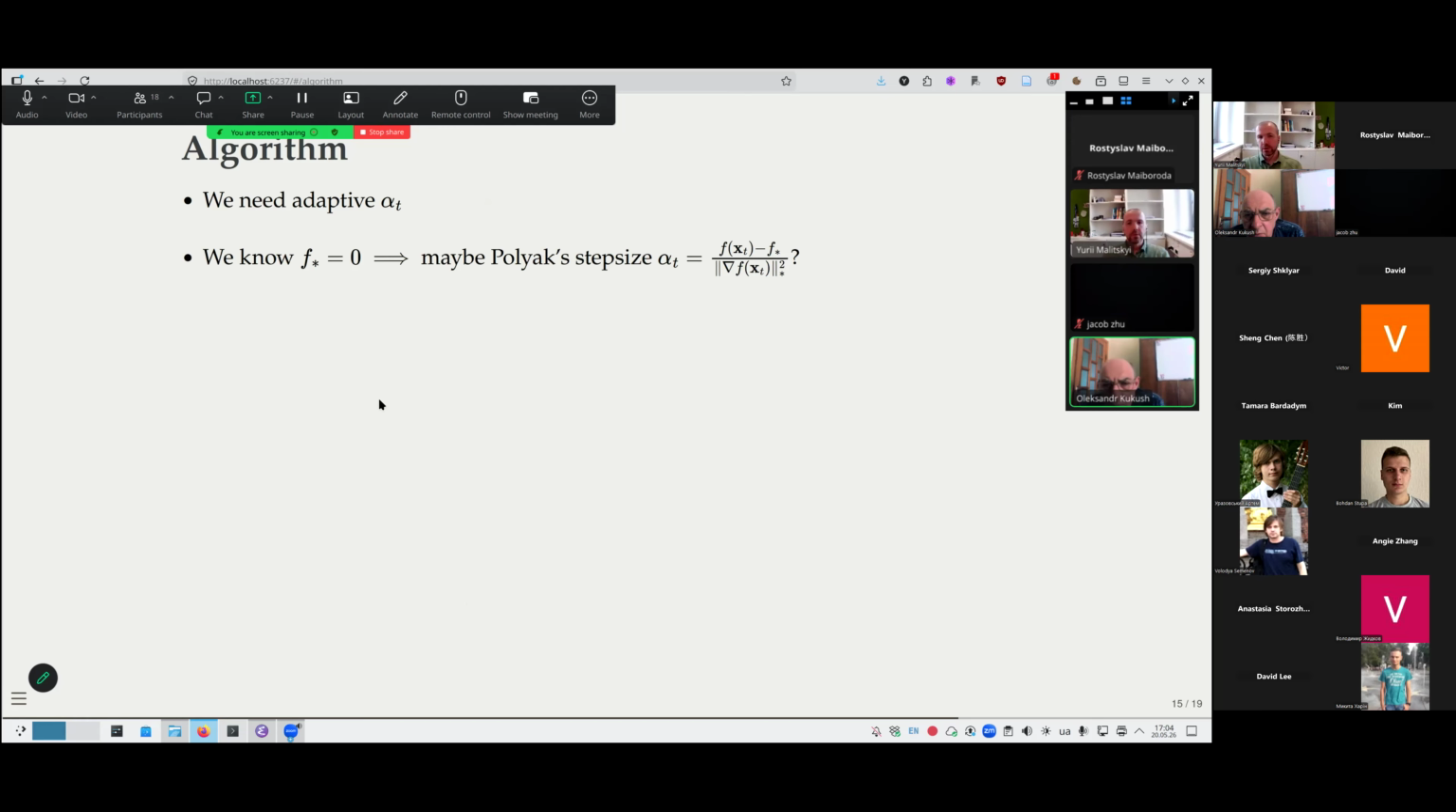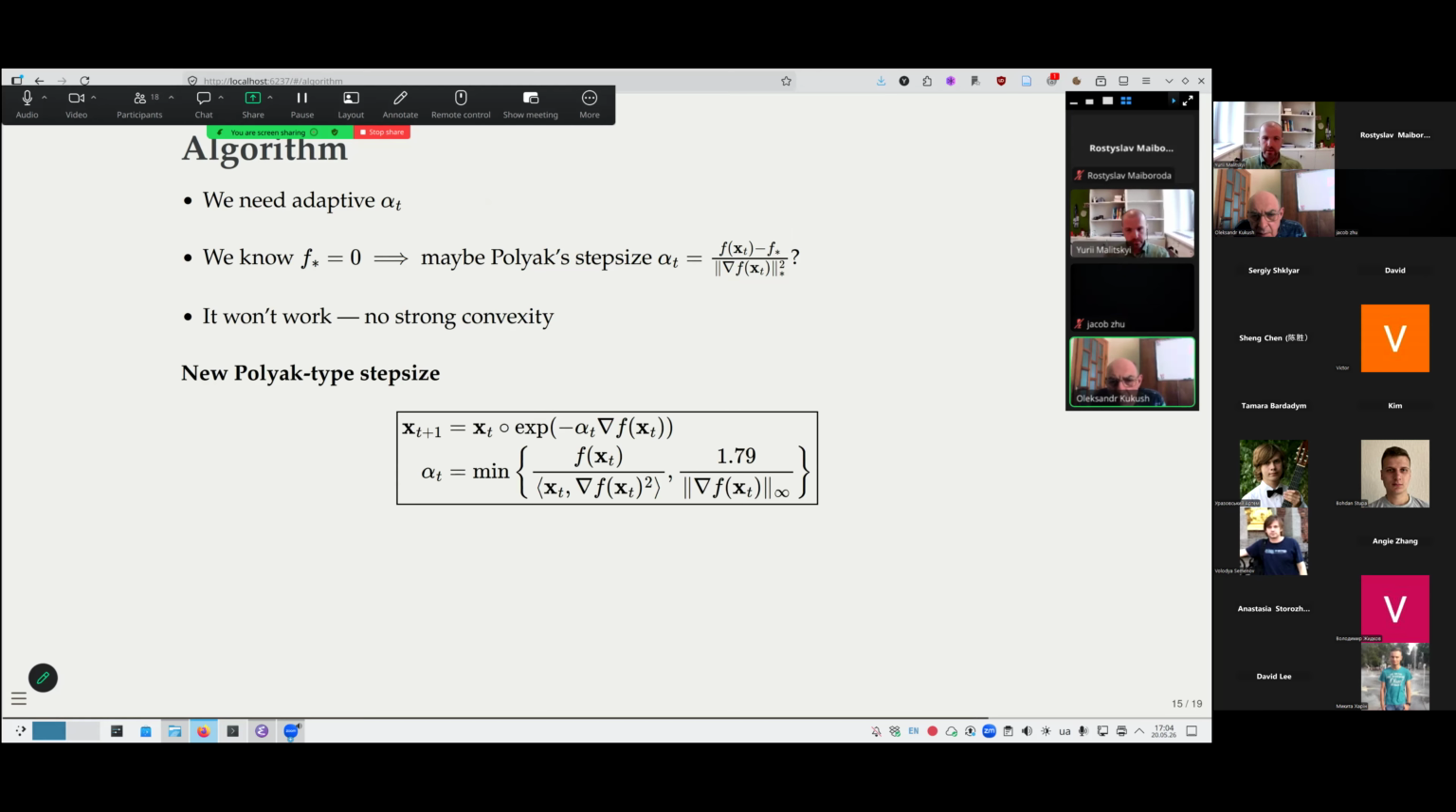And when we know the minimum value is 0, a very popular way to choose step sizes is called the Polyak step size, which has this formula. But again, in order to work with these step sizes, you must rely on strong convexity. You cannot avoid this. Strong convexity is very important, and we don't have it. So we needed to find some other way to do it. Okay, so this is the algorithm. It's actually very similar to the Polyak idea. So we also have the same kind of thing.